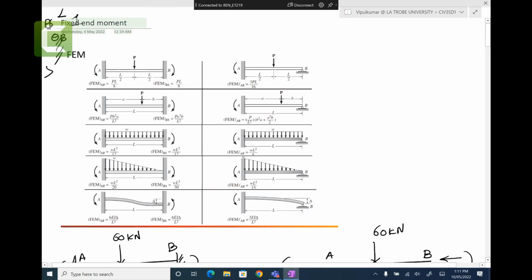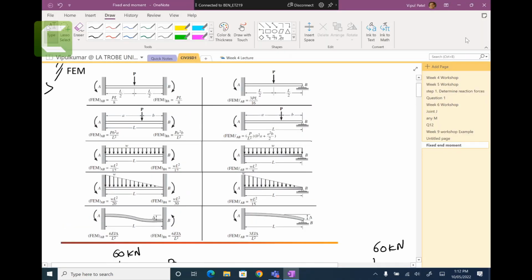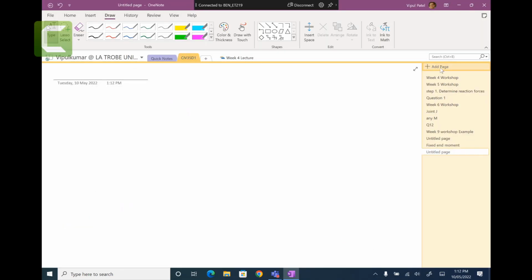Now we're going to work on the friction moments. Let me open week 10 workshop, and let's start.